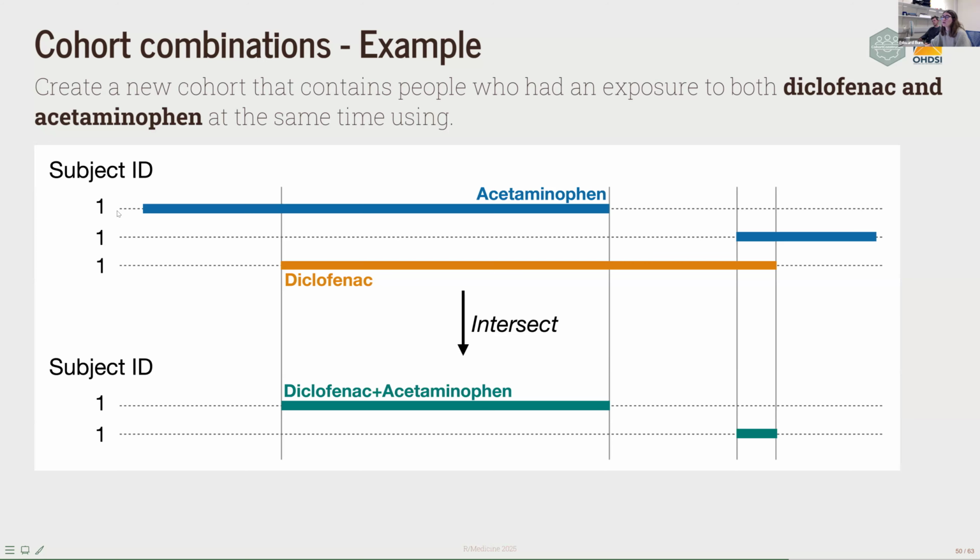Basically, here we have different records of the same subject. The first two correspond to acetaminophen in blue, and the third one in orange is a diclofenac exposure. When we use the intersect cohort, we create a new cohort that contains only the intersection between these two exposures. So you will get records of when this person had an exposure to both diclofenac and acetaminophen.